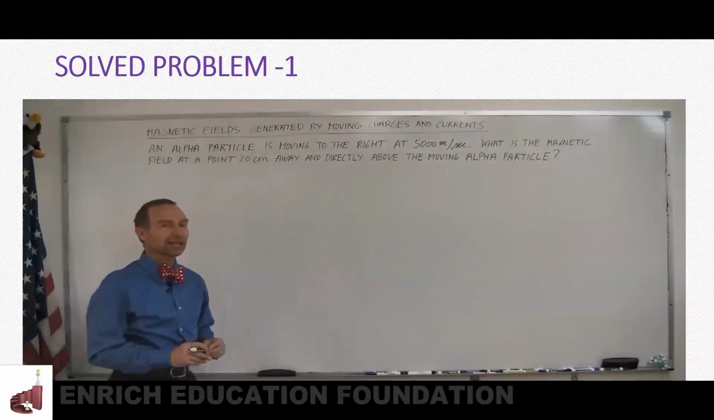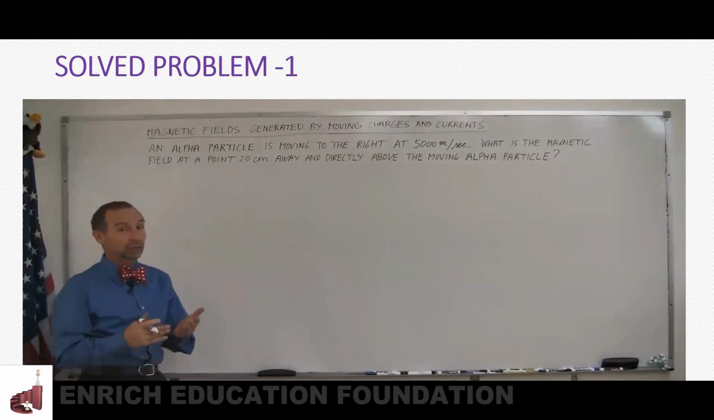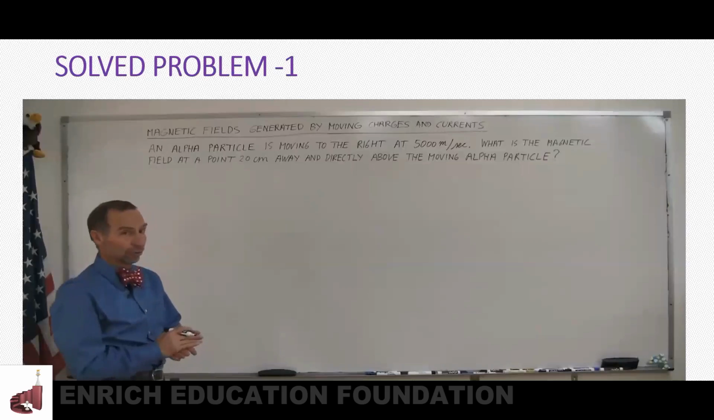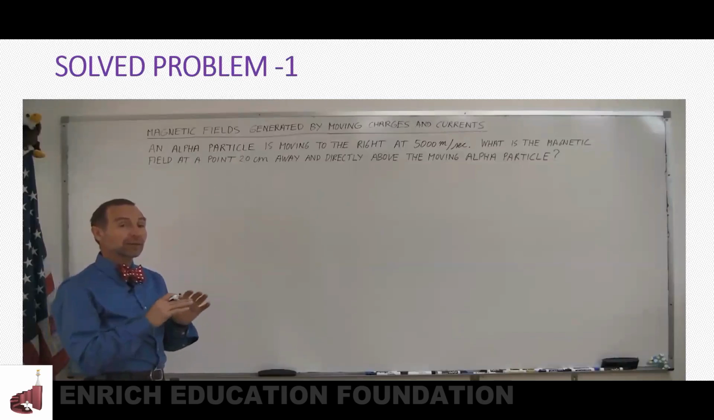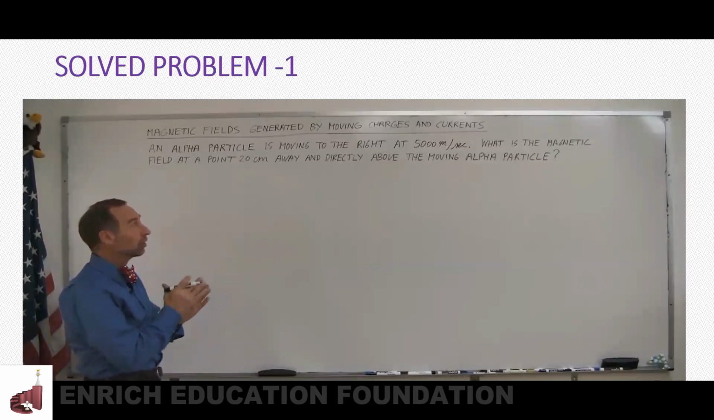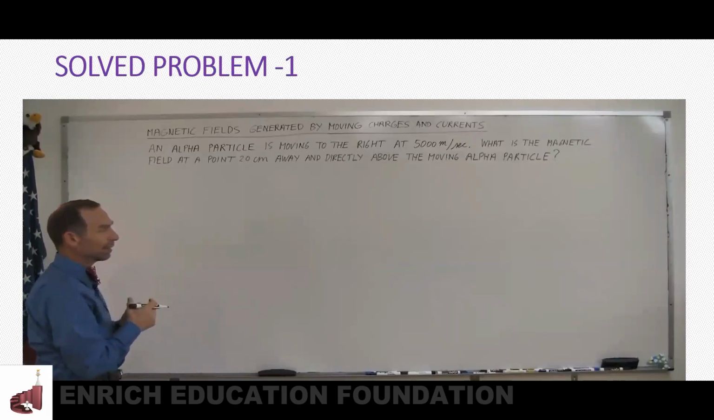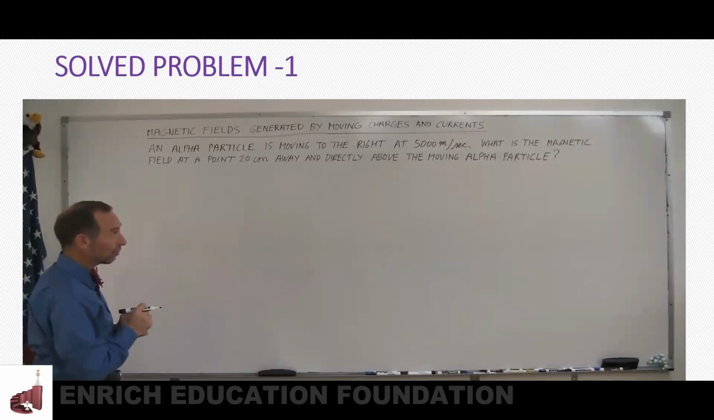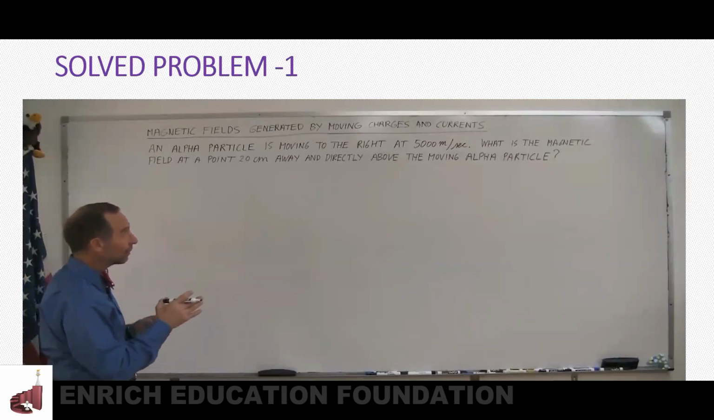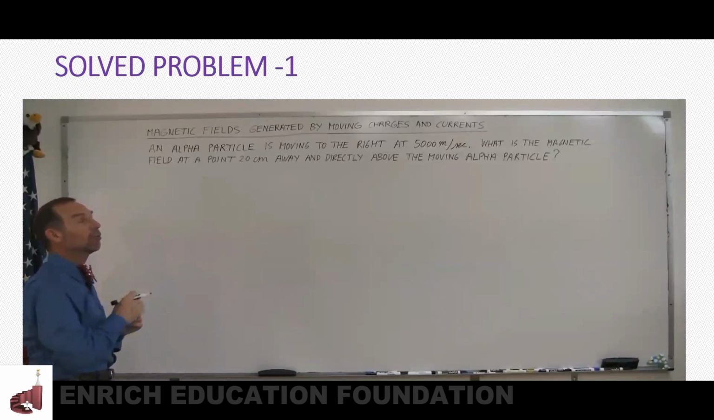Welcome to iLecture Online. The new segment we're going to talk about is magnetic fields generated or caused by moving charges and currents. We're going to start by looking at a moving charge and trying to figure out the magnetic field nearby. In our example, an alpha particle, which is basically the nucleus of a helium atom, meaning it has 2 protons embedded within it, is moving to the right at 5,000 meters per second. They're asking us to find the magnetic field at a point 2 centimeters away and directly above the moving alpha particle.